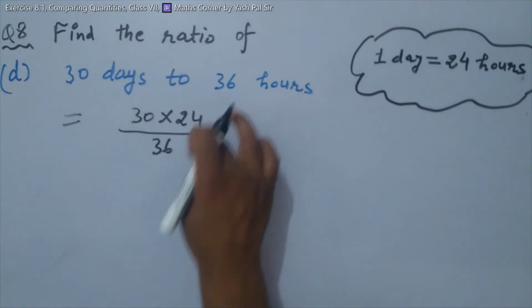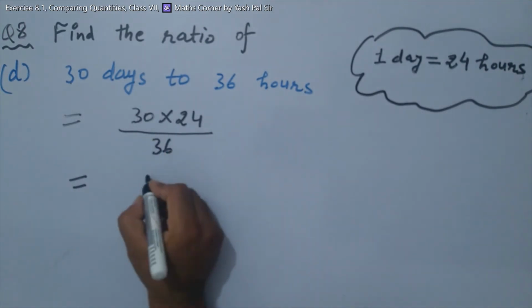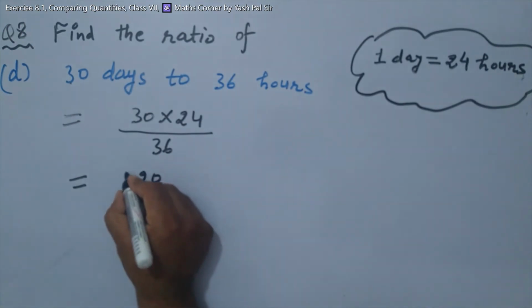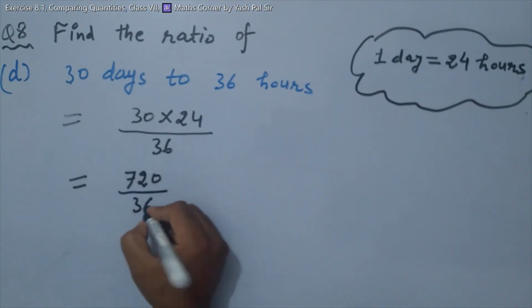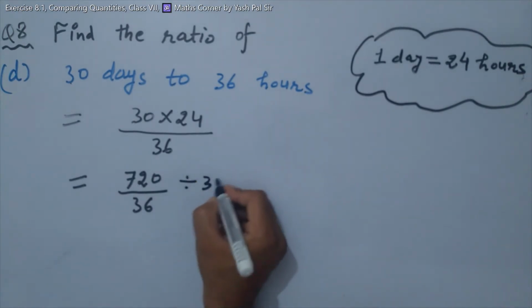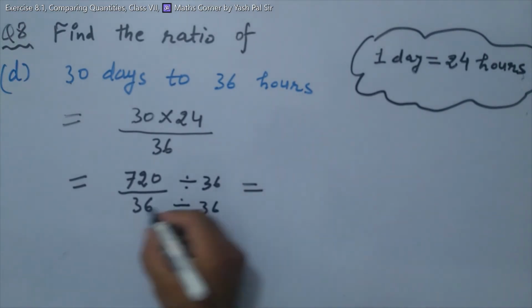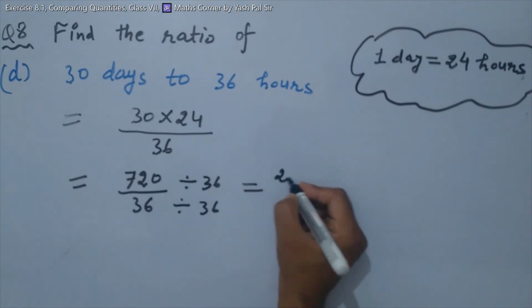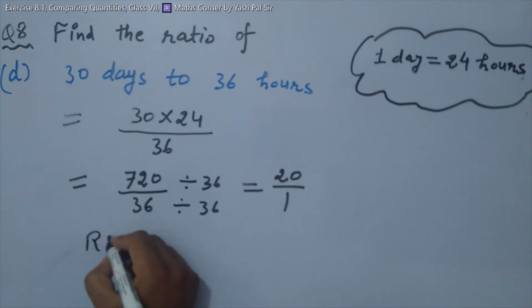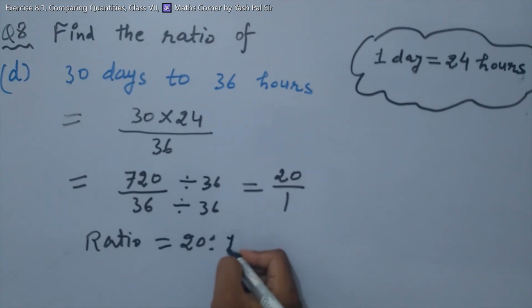Now both are in hours. In the next step, we multiply this to get 720 divided by 36. If we divide the numerator by 36, the denominator is also divided by 36, then what we have is 36 into 2, 72, 20 divided by 1. So the required ratio is equal to 20 ratio 1.